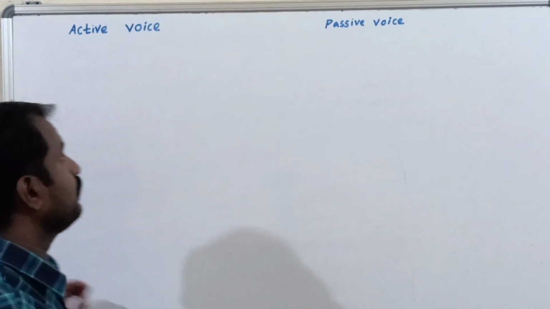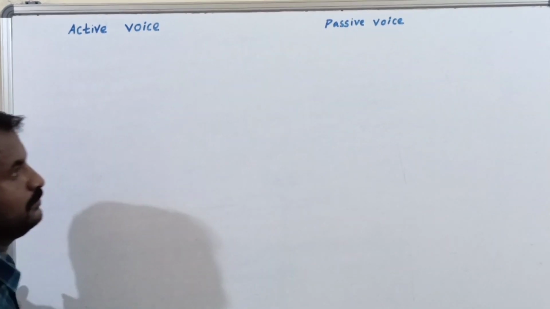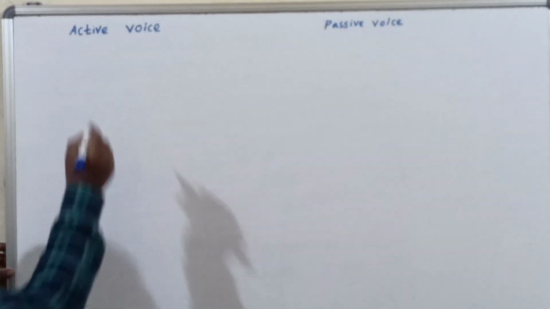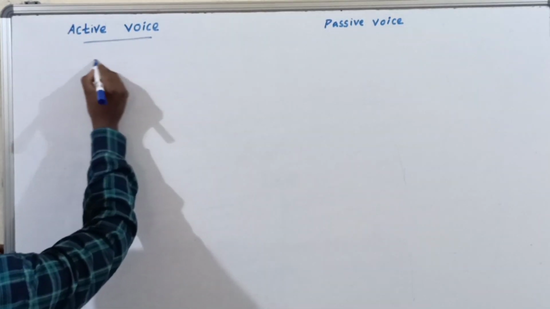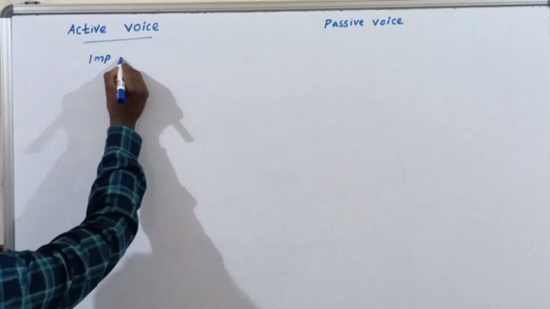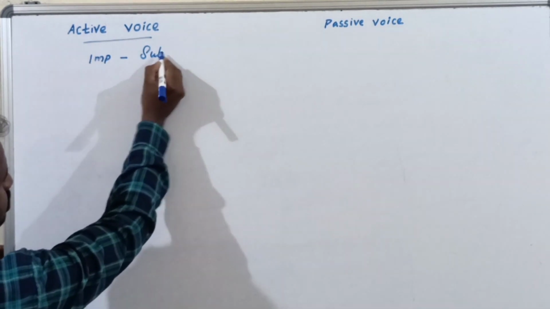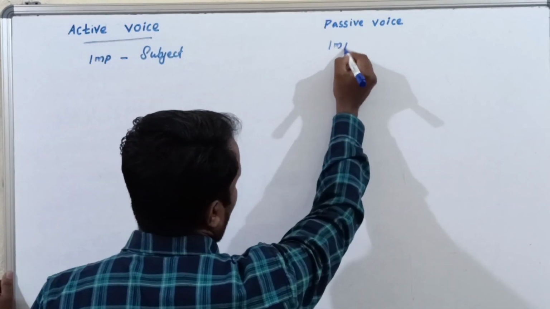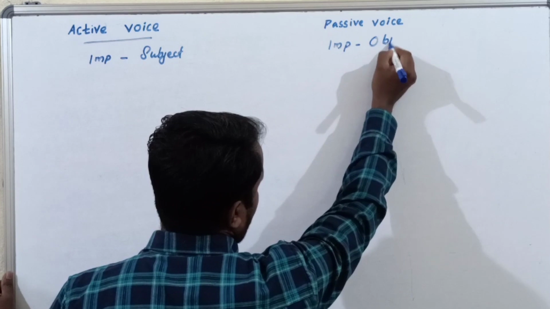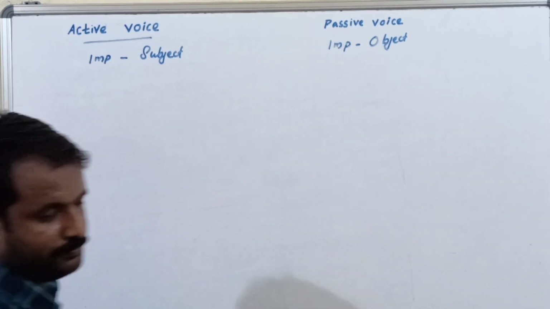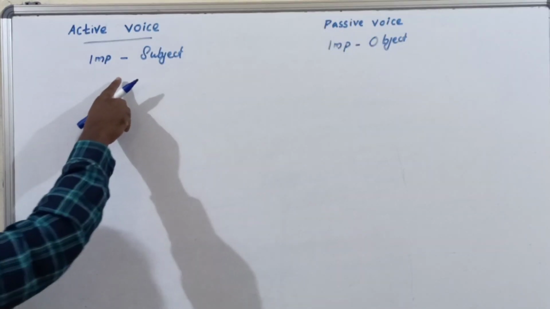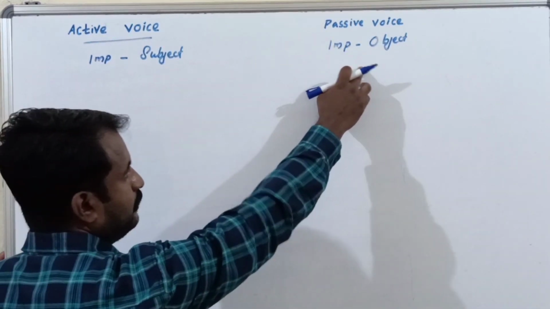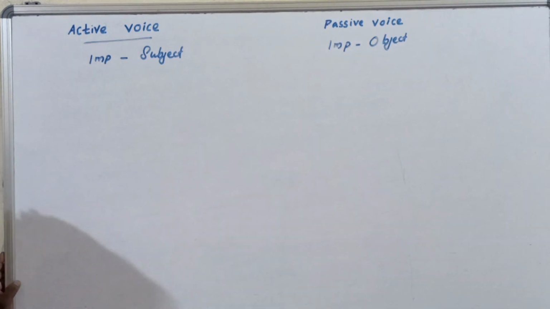To learn active and passive voice, we want to know three things. First of all, active voice means giving importance to the subject, and passive voice means giving importance to the object. It means subject and object are compulsory to know. When you are writing in active voice, you must write the subject. When you write in the passive voice, you must write the object.